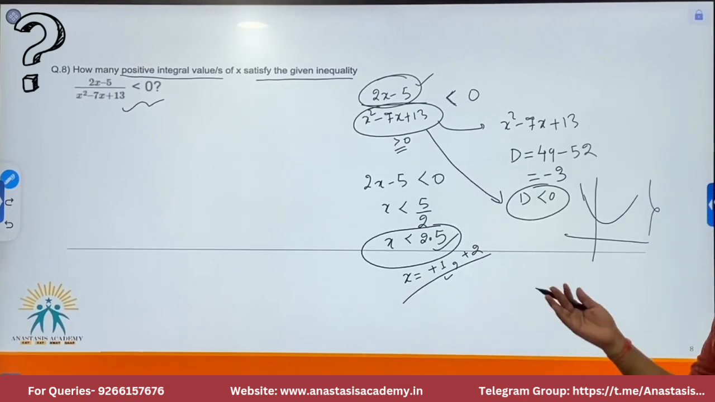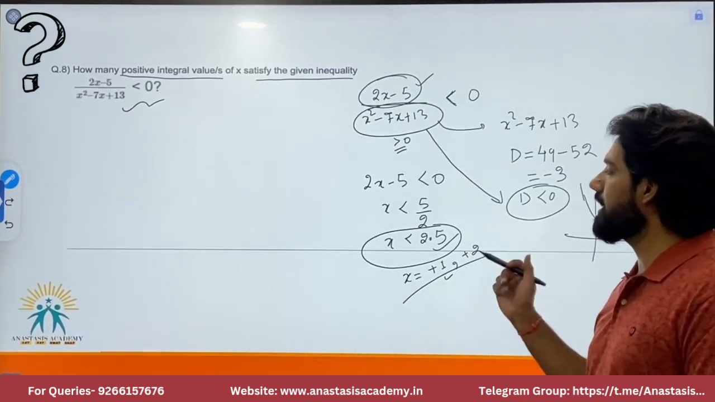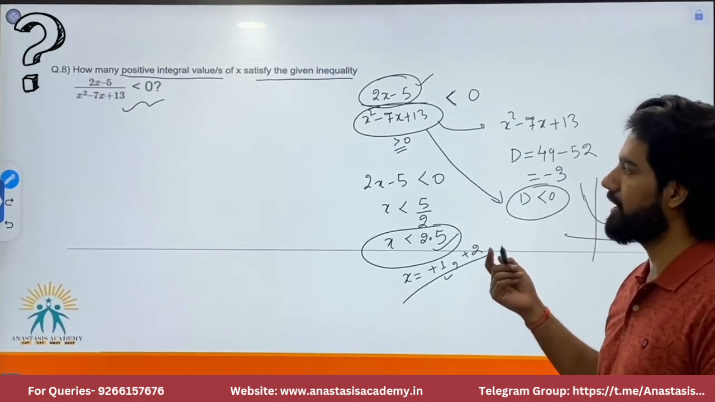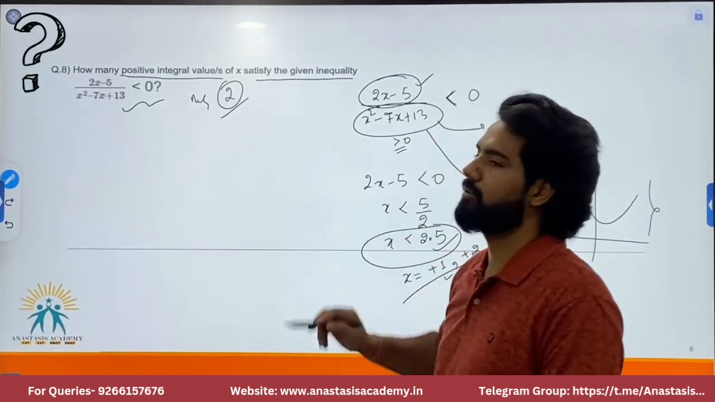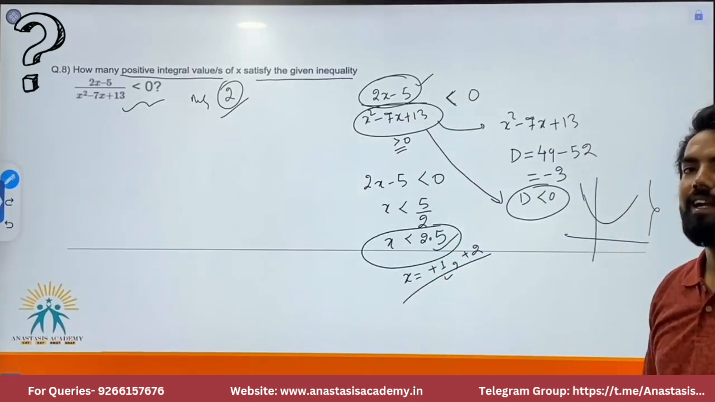So how many positive integral values? Only 2 positive integral values of x satisfy the given inequality. So the correct answer in this question is 2 positive integral values. And what are these values? 1 and 2.